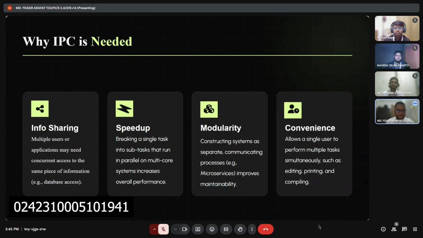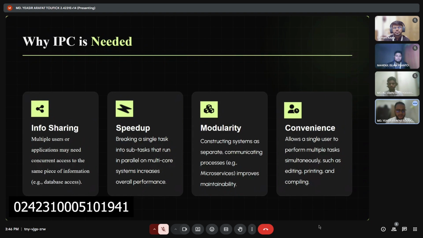Information sharing. Multiple users or applications need to access the same data, like a central database being accessed by a website and an internal analysis tool simultaneously. Computation speedup. If we have a heavy task, we can break it into subtasks and run them in parallel on different CPU processes. IPC allows these subtasks to combine their results and make this happen.